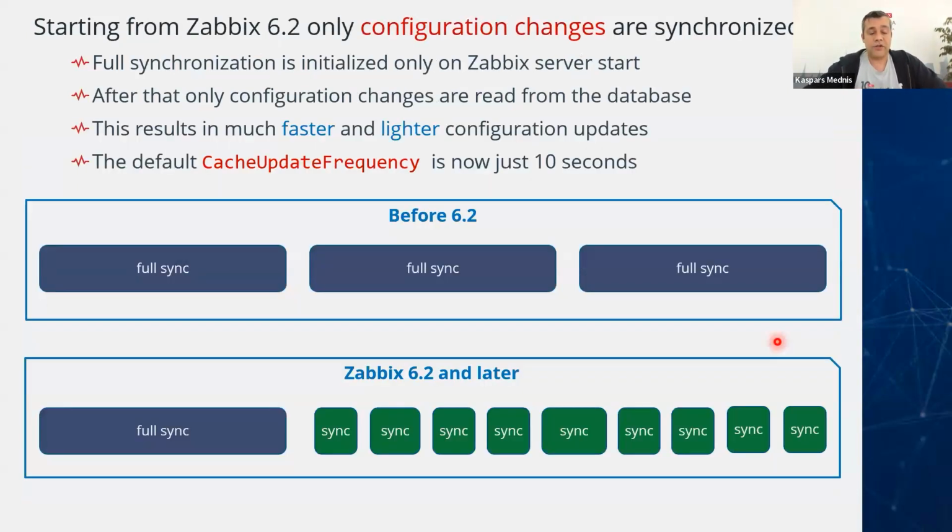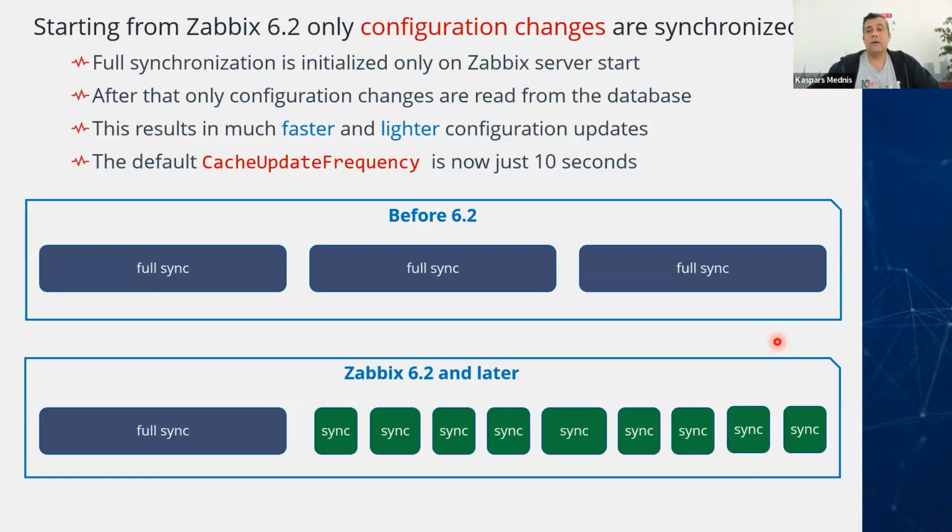So how has it changed now? Instead of doing a full synchronization of the configuration every time, we are doing it just once. When you start Zabbix server, you need to do the full synchronization. There is no other way, because Zabbix server was not running, and memory is empty, everything is empty. So you need to read the configuration, which will take some time. This is the biggest delay for Zabbix server to start, to load the full configuration.